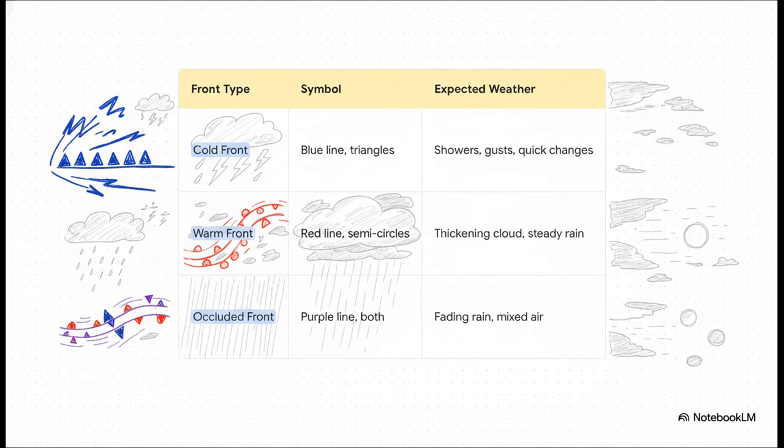Then you've got the warm front, the red line with the little semicircles. This is a much more gentle takeover. The warm air kind of slides up and over the colder air. This creates that widespread, thickening cloud and that steady, drizzly rain that can just go on for hours. And finally, the occluded front, that purple one with both symbols. This is basically what happens when a speedy cold front catches up to and overtakes a warm front. It often means the storm system is starting to fizzle out.